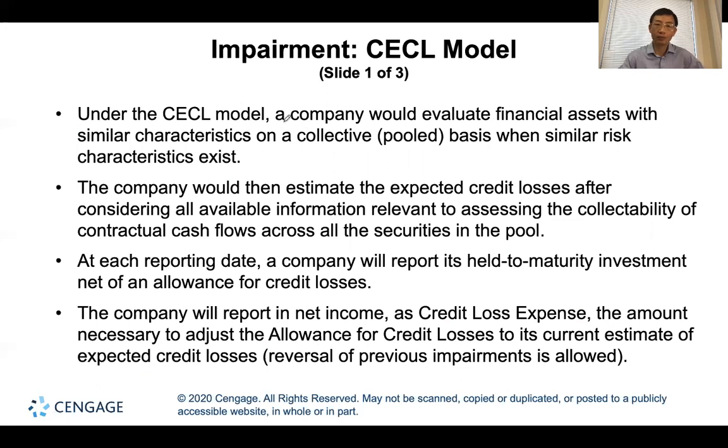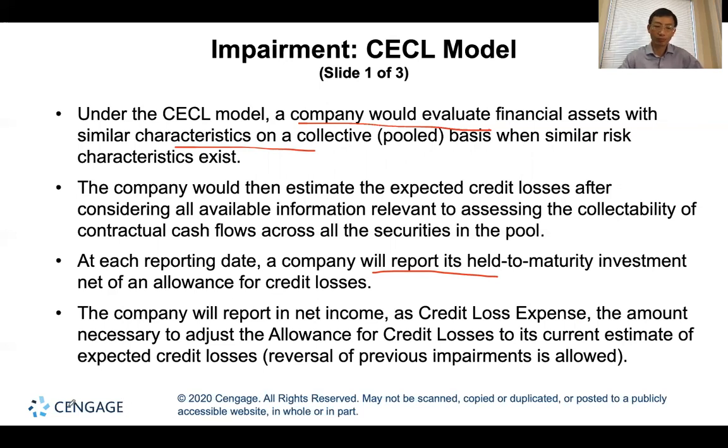Under the CECL model, a company would evaluate the financial assets with similar characteristics on a collective basis when similar risk characteristics exist. For example, COVID-19 is a risk signal, and then we need to review the fair value, whether the fair value is lower than the current balance value in the financial report. So at each reporting date, the company will report the held to maturity investment net of allowance for credit loss.